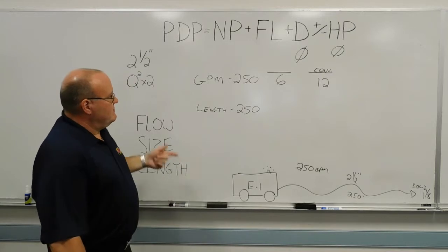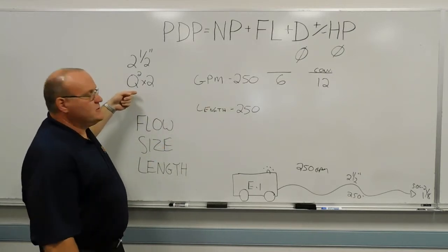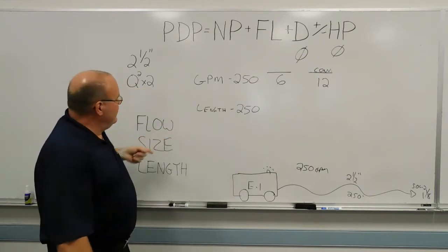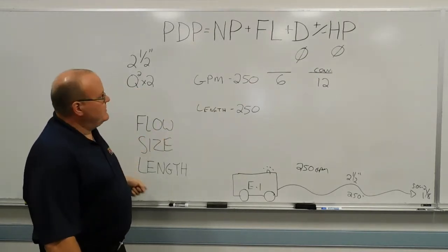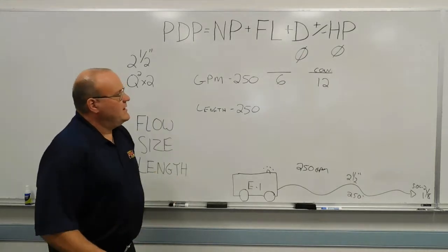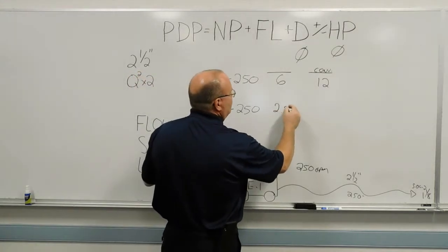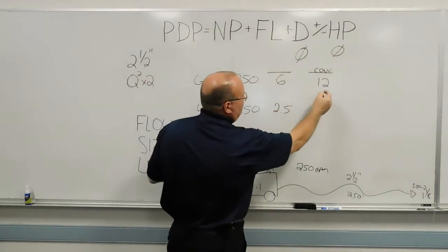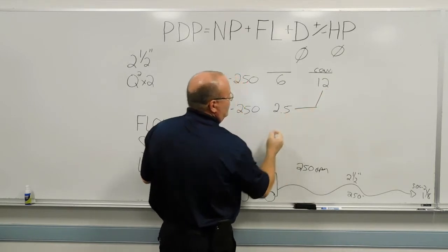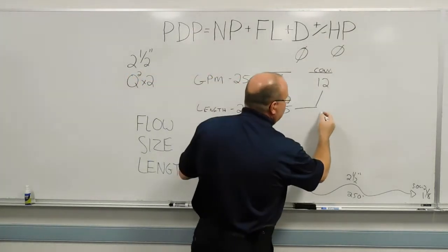So the next thing we do, we've accounted for the flow, we've accounted for the size of the hose using the Q-squared conversion factor ×2 to get 12, and then we're going to account for the length. So 250 feet, we're going to take that number, divide by 100, and then we're going to take the friction loss per 100 feet and multiply times the length of hose divided by 100, and we should end up with 30.